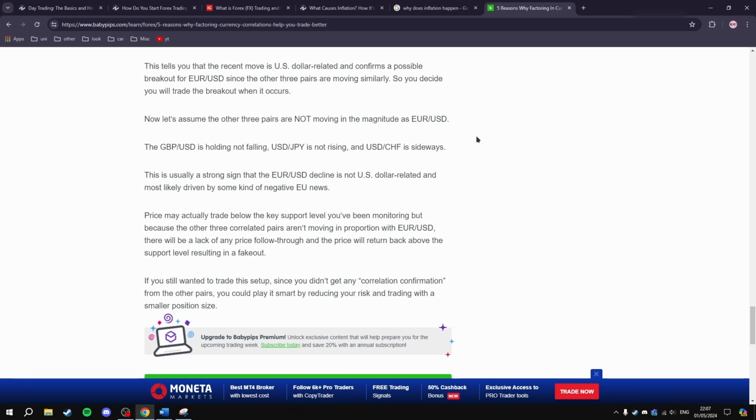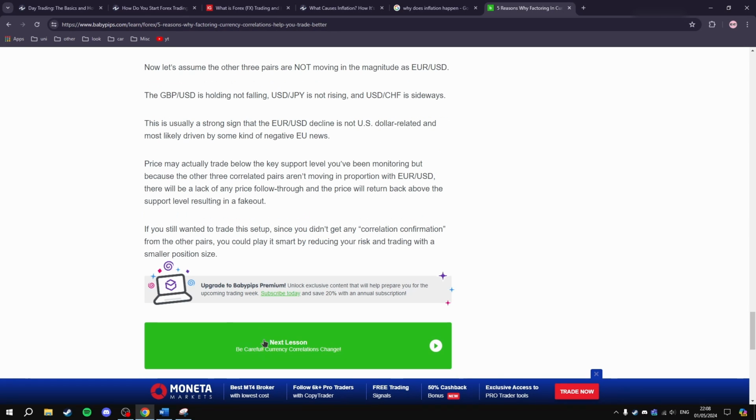If you still wanted to trade a setup, since you didn't get any correlation confirmation from the other pairs, you could play it smart by reducing your risk and trading with a smaller position size. Yep.